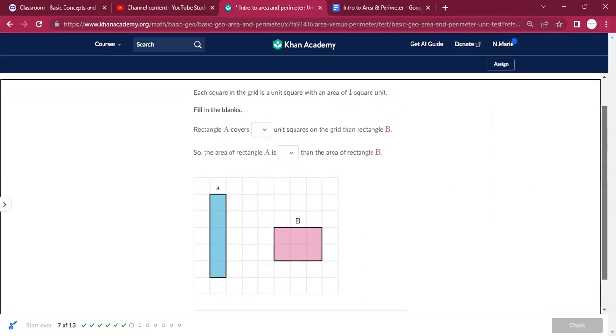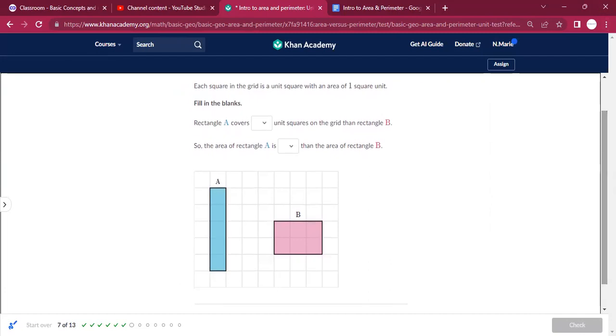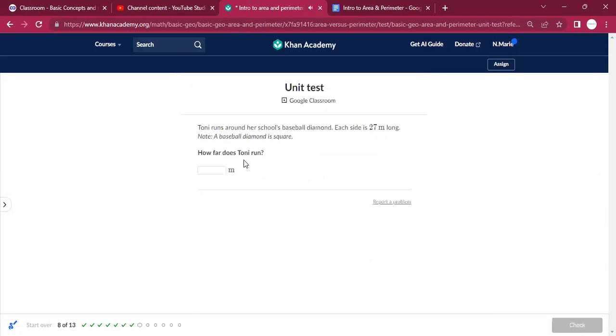Let me zoom out a little bit. Okay, each square in the grid is a unit square with an area of 1 unit. Rectangle A covers, let's see, 1, 2, 3, 4, 5. That's easy. Oh, but this is 6, so B is actually more. Rectangle A covers fewer unit squares on the grid than rectangle B, so the area of rectangle A is less than rectangle B. That's easy.